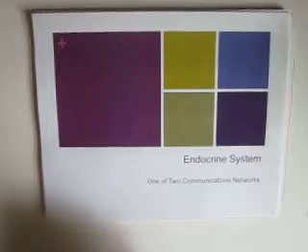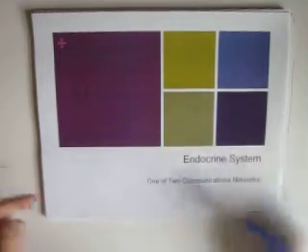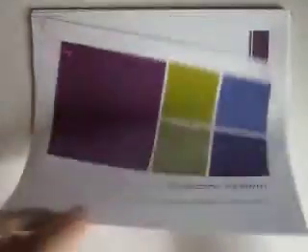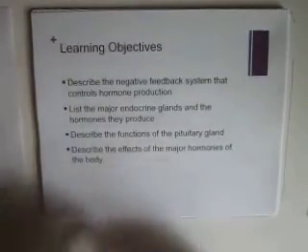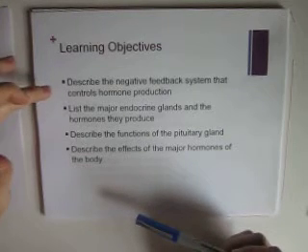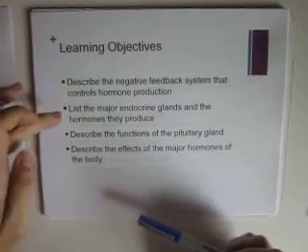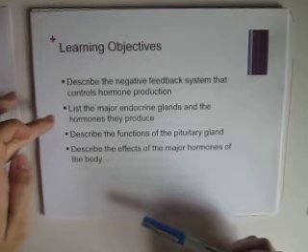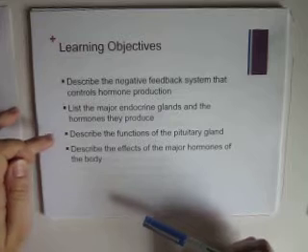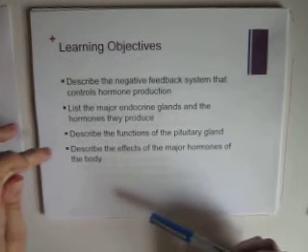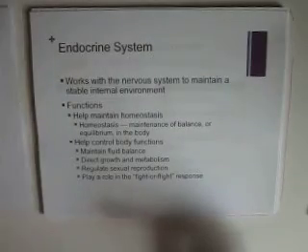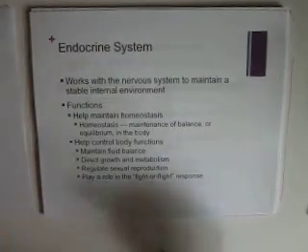Alright, this is the tutorial for the endocrine system, and it is one of 2 communication networks. The learning objectives today are: describe the negative feedback system that controls the hormone production, list the major endocrine glands and the hormones they produce, describe the functions of the pituitary gland, one of the major endocrine glands, describe the effect of the major hormones of the body, and then pretty much that's it.